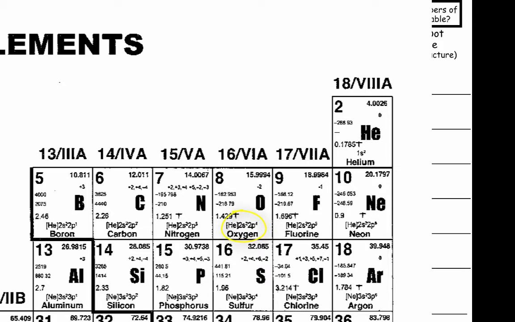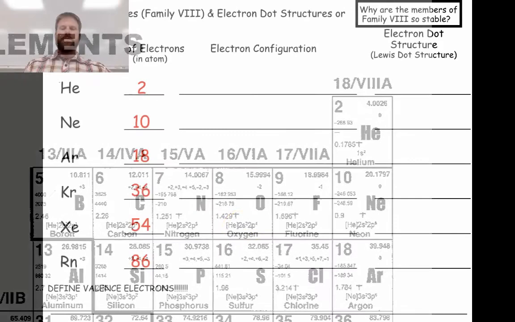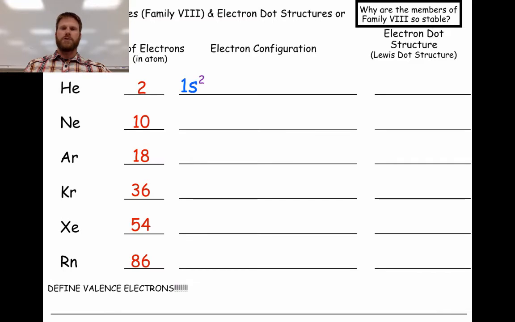So the electron configuration for helium is in the first period, and it has 2 electrons in its s orbital. It's 1s2. Neon is in the second period, so it has a 1s and a 2s and a 2p orbital, and all of those are full. Argon is in the third period. It has 1s, 2s, 2p, 3s, and 3p, and those orbitals are completely full. Remember, I'm getting this electron configuration by simply reading my quantum chart left to right, top to bottom.